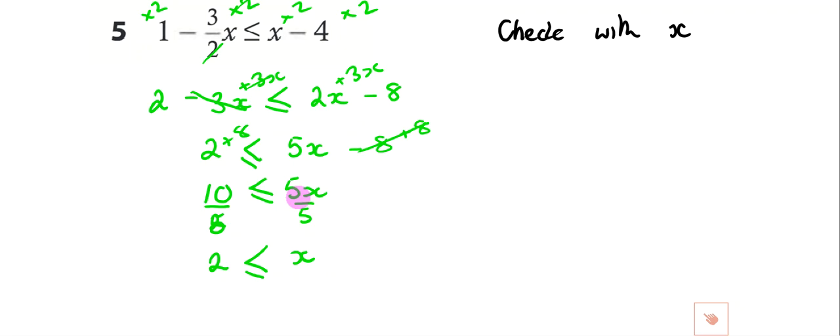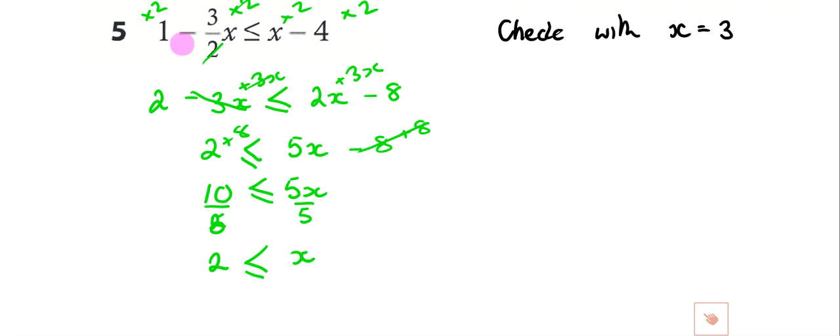The reason why I didn't want to start with that was because, look, we had a negative 8 that we got rid of, and people go, change the sign because it's a negative positive. That's not the case, right? So we're going to check with any number that is greater than 2. Oh, I started with less. So let's pick x equals 3.